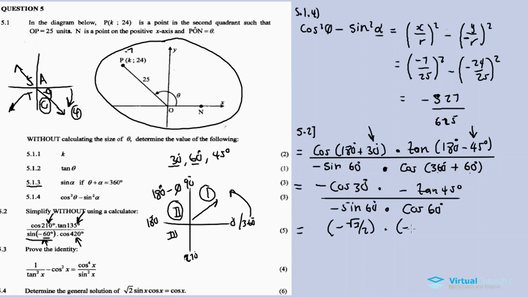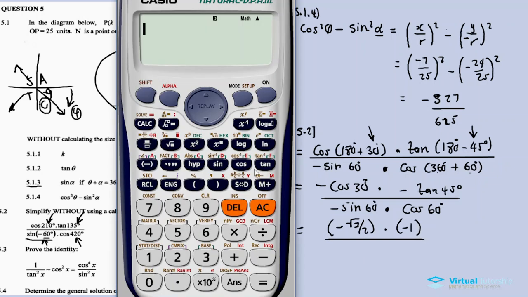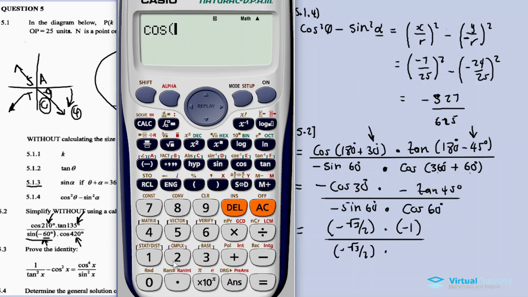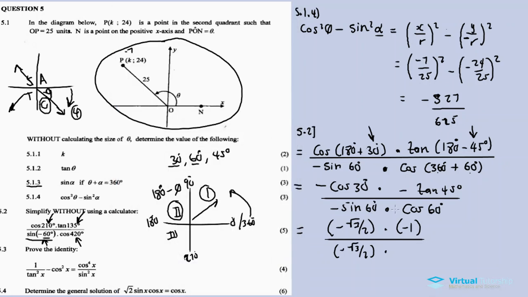So it's times negative 1 divided by negative sine 60 degrees. This is equal to negative square root 3 over 2 times cos 60 degrees. It's 1 over 2. So this is our answer for these ratios.